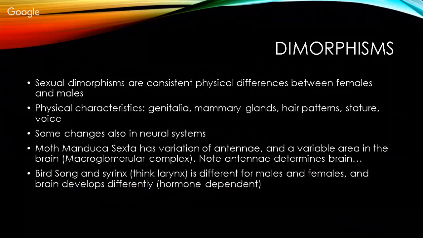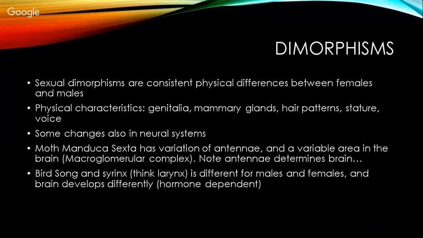Dimorphisms are basically where there are differences between men and women, males and females, or the two sexes in, say, simpler organisms. The most obvious things are physical characteristics: genitalia, mammary glands, hair patterns, stature, and voice are obvious examples of how sexes might be different. Some changes are also present in neural systems, particularly in the brain. We'll go into that as part of the brain.